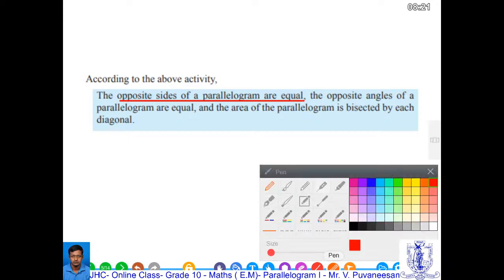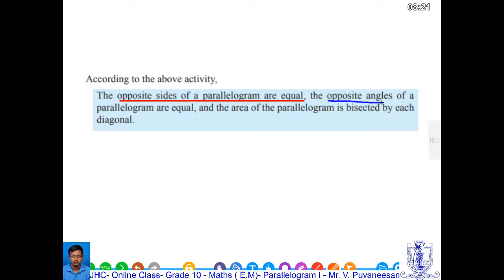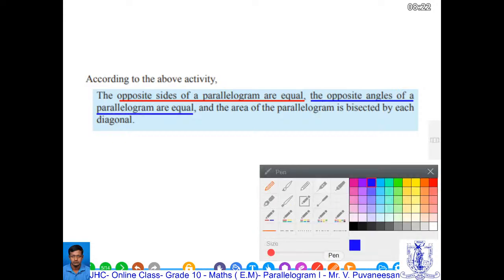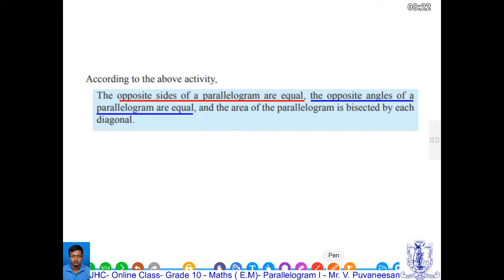Then opposite angles of a parallelogram are equal, and the other one, the area of the parallelogram is bisected by each diagonal. These three properties we now know. Let's see another one.